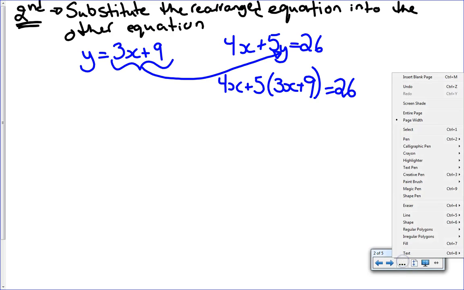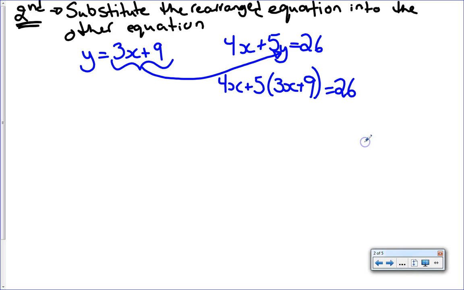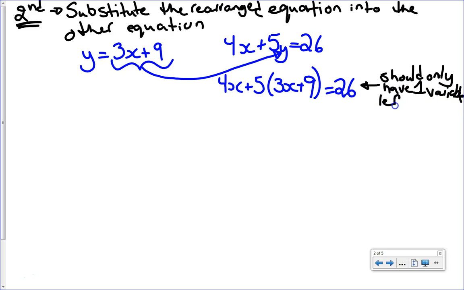And at this point, I know that I'm on the right track and doing my substitution correctly because I only have one variable left right now. So we should only have one variable left, and what we're going to do is solve for it.